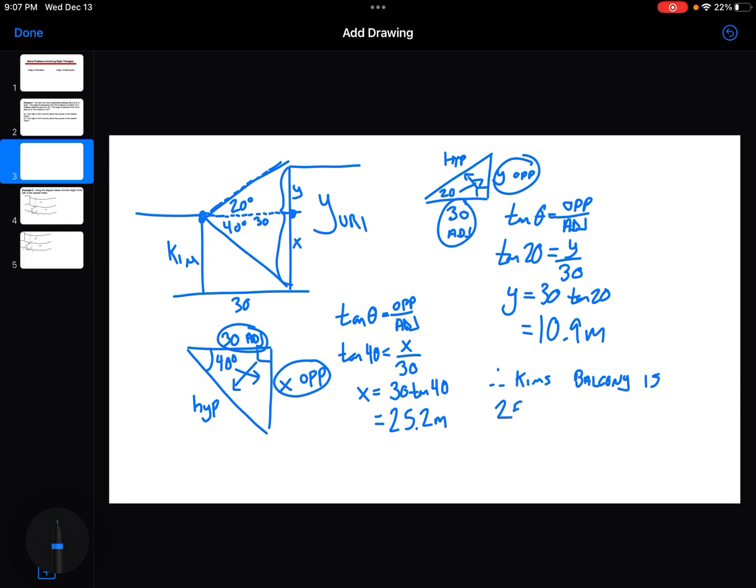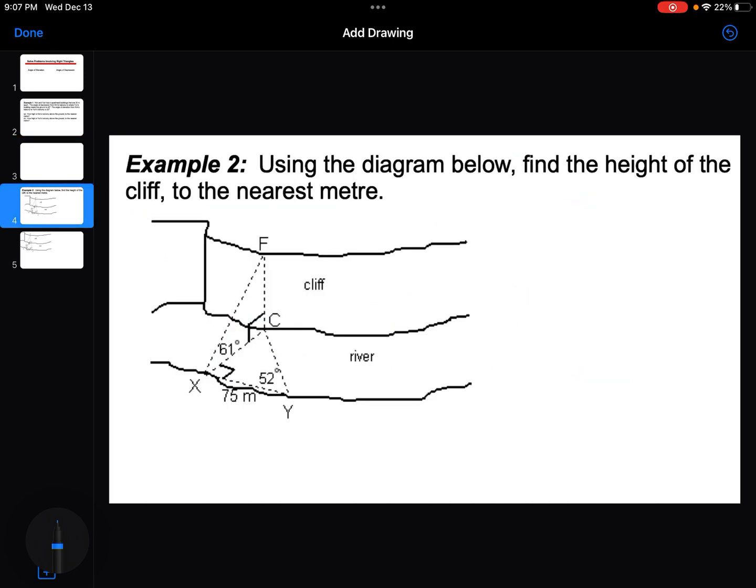So therefore, Kim's balcony is 25.2 meters high, and Yuri's would be adding them together. I'm not going to show the math, is 36.1 meters.